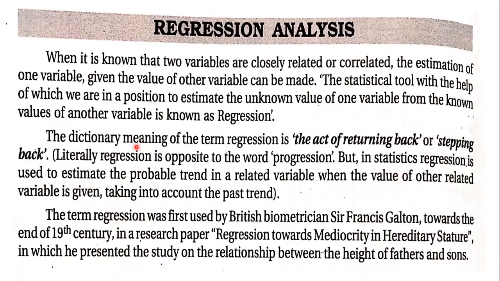We saw the dictionary meaning. Let us see what it is in statistics. Regression is used to estimate the probable trend in a related variable when the value of the other related variable is given, taking into account the past trend. Seeing the past data, we try to find the future results, or estimate the next year's sales, like how we did in time series. Time series are all extended parts of correlation and regression. We will have the past data given and we will try to estimate the next year.